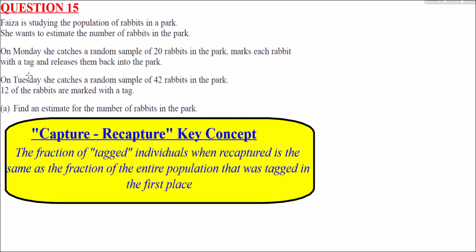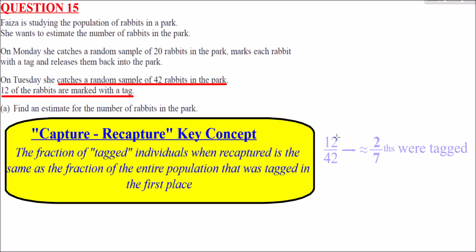And it says here in this third paragraph about Tuesday, she caught 42 of the rabbits and 12 of them have been marked with a tag. Monday she caught and marked 20. Then they were released, so they've been spread out and dispersed. Tuesday she finds that out of the 42 she's captured, 12 have been marked. So 12 out of 42 rabbits have been marked. That fraction simplifies down to 2/7.